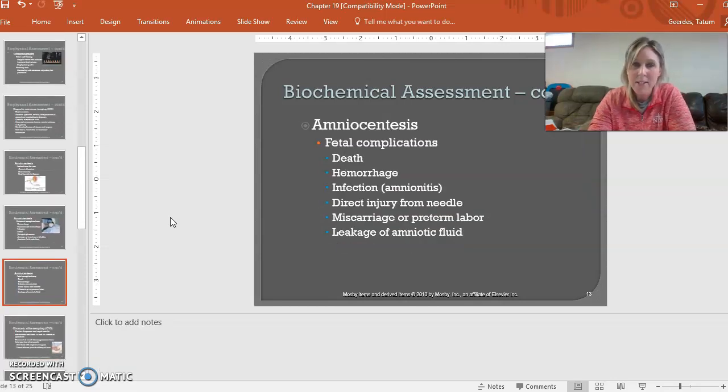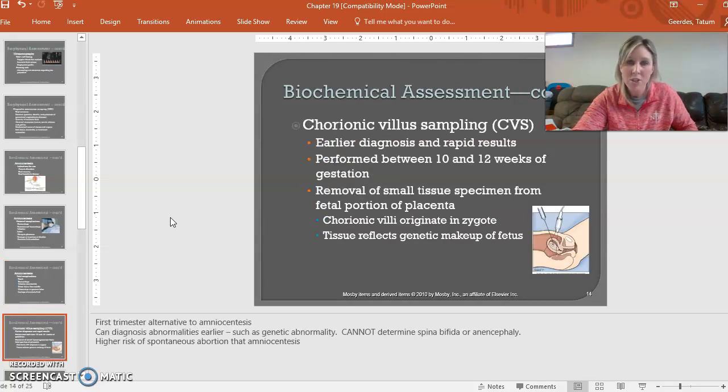Here, this next slide, you can see the fetal complications. So death, hemorrhage, infection, miscarriage, and also leakage of amniotic fluid are all specific complications that can occur with a procedure like this. I wanted to share with you that I did have an amniocentesis done with my first pregnancy.